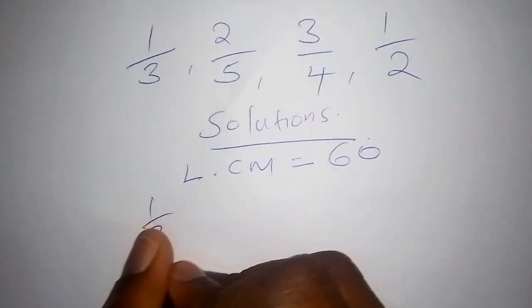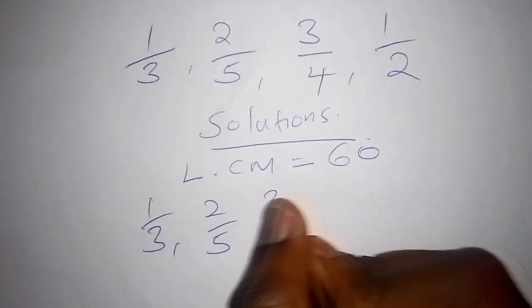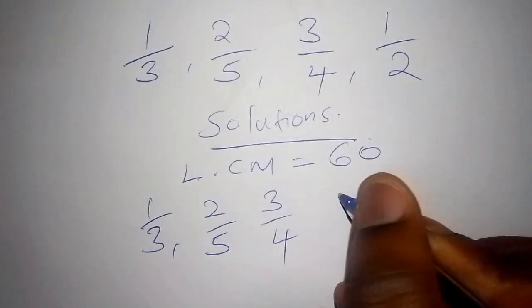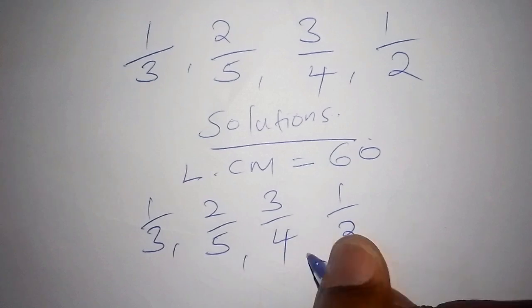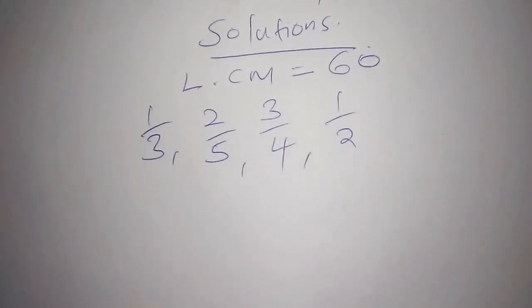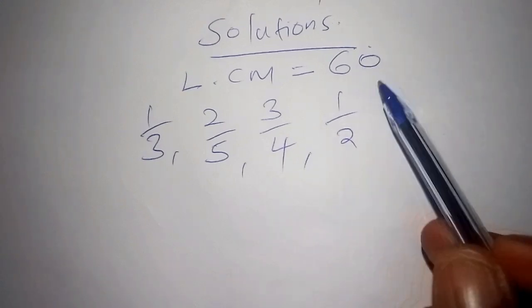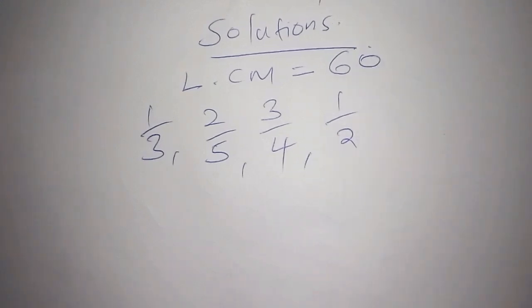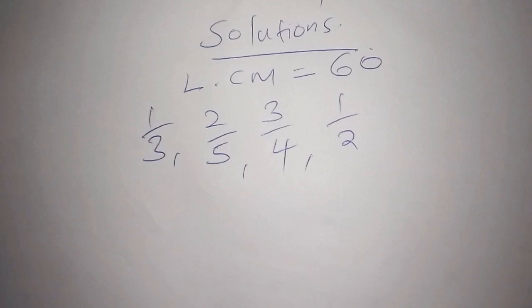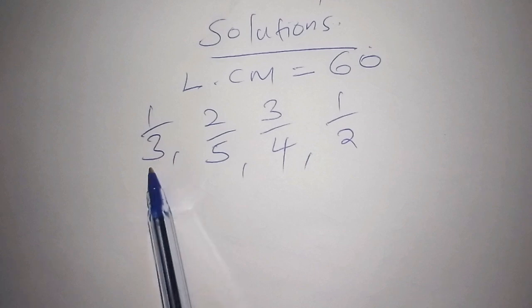So we have a third, we have 2 over 5, we have 3 over 4, and finally we have 1 over 2. Now we are able to arrange these fractions in ascending order by the use of the LCM, that is 60. So how do you go about that? We use 60 as the LCM and divide by the denominator.